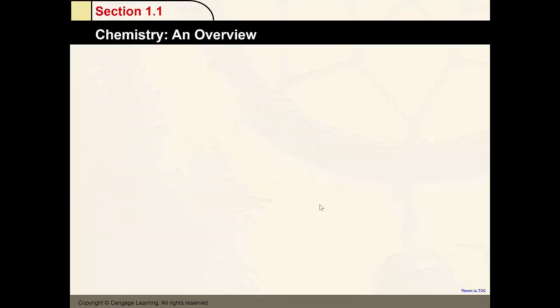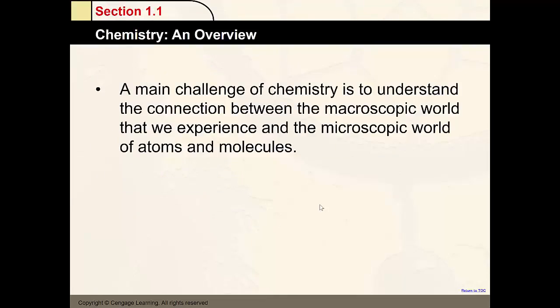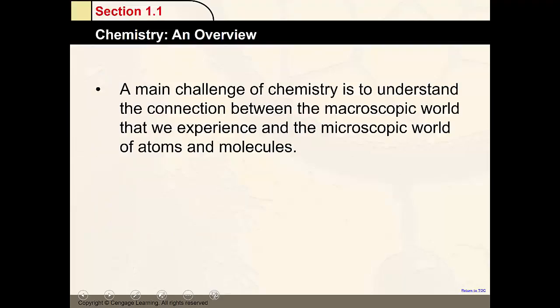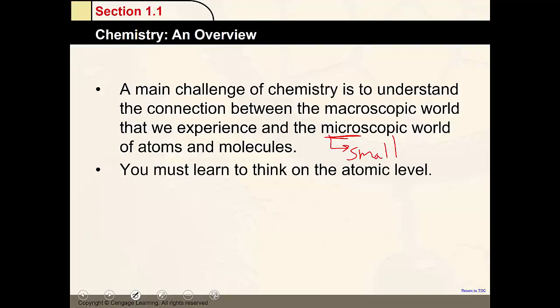Okay, so for the first part about chemistry, the most important thing is that chemistry is the study of the microscopic world. So normally, we usually think macroscopically. So chemistry is the study of the microscopic world, the prefix micro meaning small. And all of the things around us consist of different atoms and molecules. And we're going to go over those differences in a second. So in general, we need to think on the atomic level.